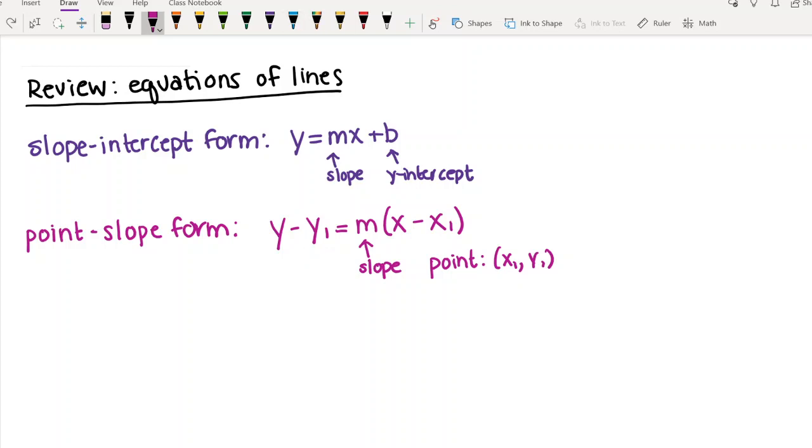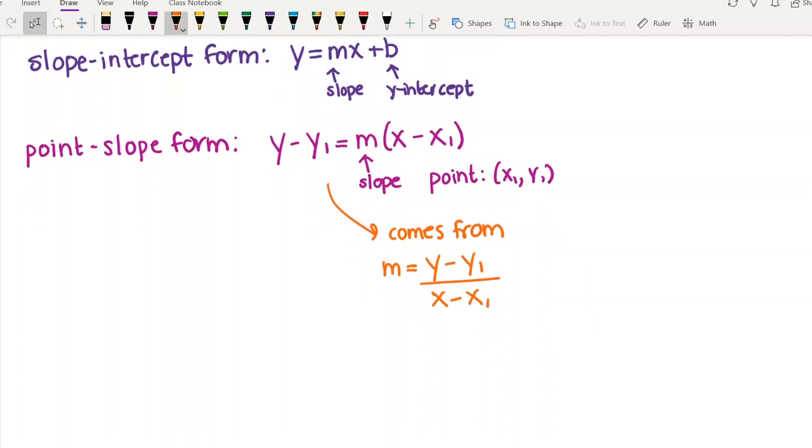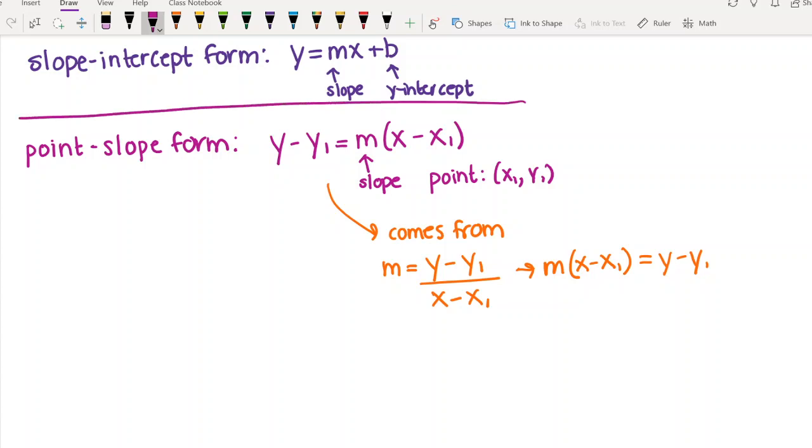And by the way, just a side note, if you ever forget this form, it basically comes from the following. If you want to find the slope between points, you subtract the y coordinates. So let's write that as y minus y1. And in the denominator, you subtract the x coordinates. So if you take this equation and you multiply both sides by x minus x1, you get m times x minus x1 is equal to y minus y1. So maybe that will help you remember point slope form. Like I said, this is going to be really important. We're going to be using this all the time.